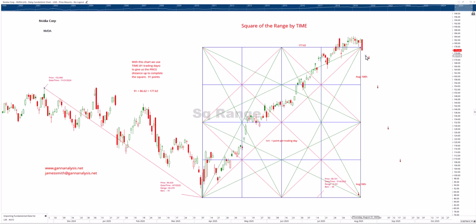Now, you're going to need to see follow through. This doesn't work every time. Someone could argue, well, maybe you just go down here and go right back up again. But what I would say is this market is overbought. This stock, I should say, NVIDIA is overbought and it's ready for a correction. If you take out this 1/4 division of the square at around 155, that will accelerate the move down to this 50% mark at 132, etc.